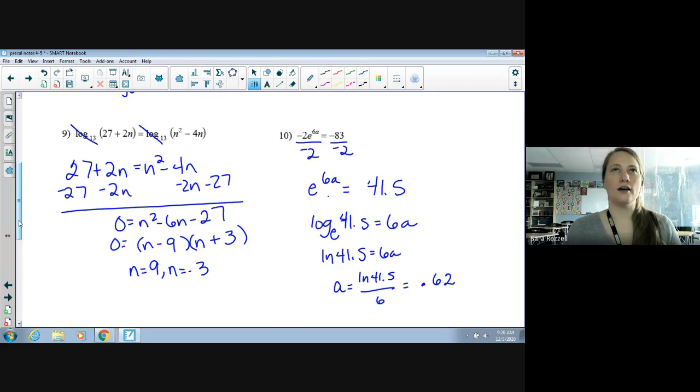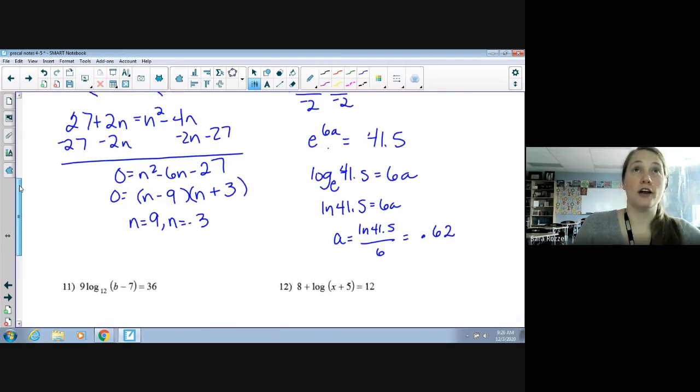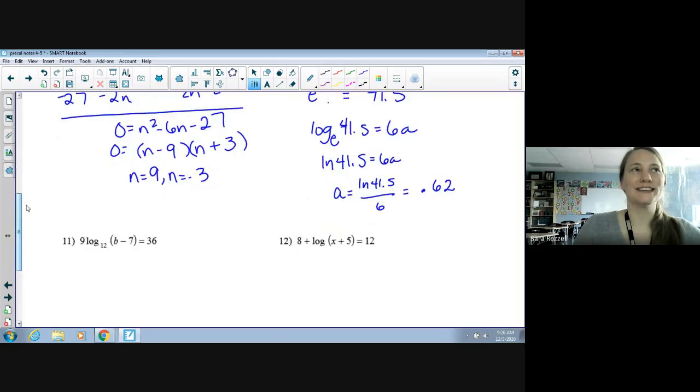Y'all kind of getting the hang of it? Sometimes you make it a log, sometimes you make it an exponent, just depending. We just switch back and forth. Kind of. Okay. Good thing you have a lot of homework problems to practice.